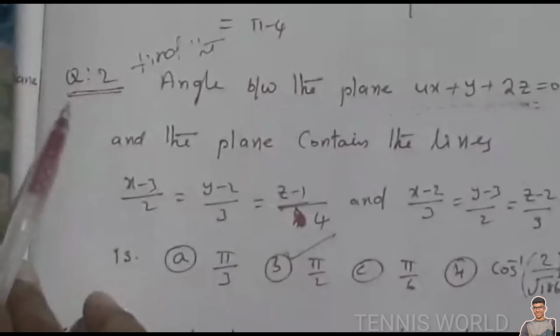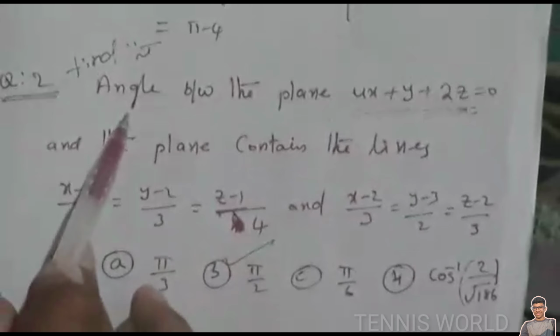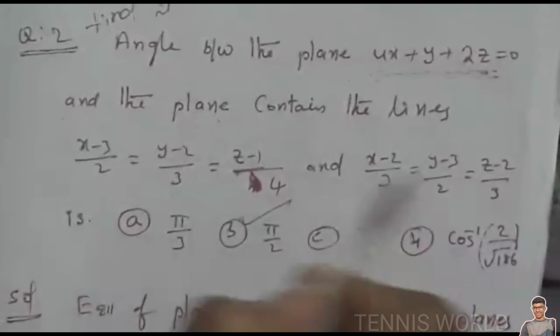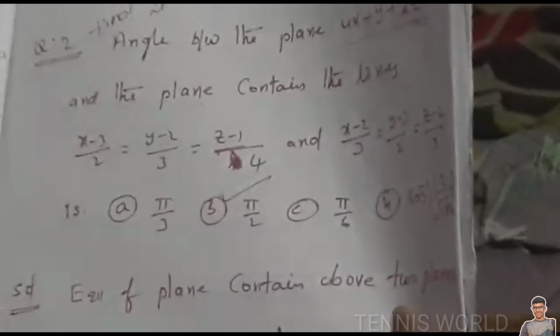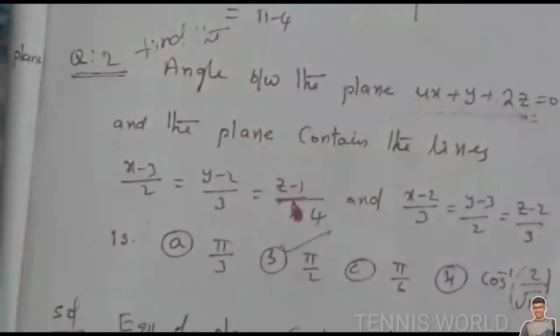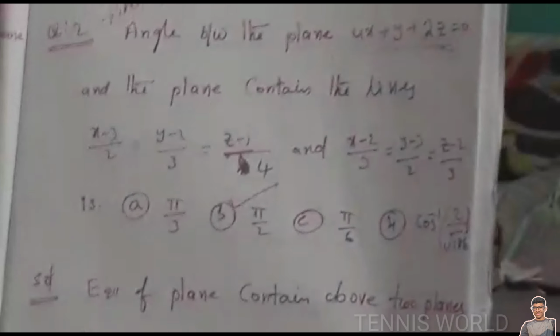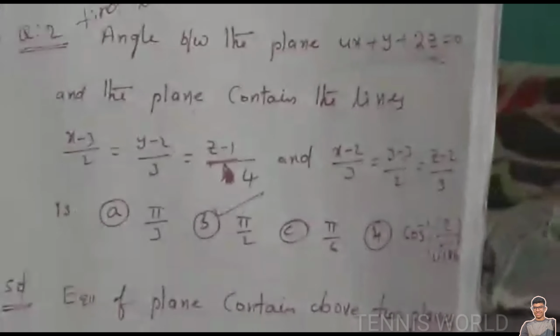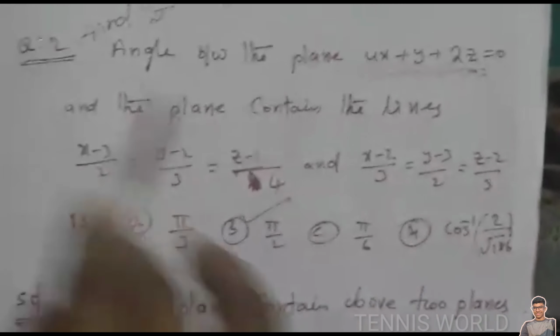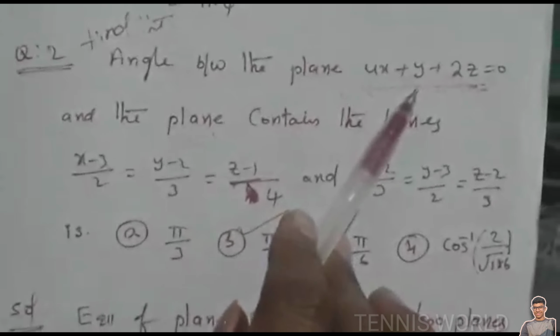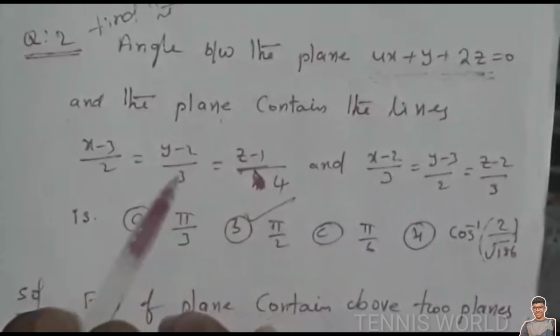Now come to question number 2. Find the angle between this plane and the other plane which contains the given two lines. See, in JEE Mains, we have to read the given question a minimum of 2 times, compulsorily. Why? Because if you understand the concept of the given question, only then are you able to answer the problem. That's why you read the given statement properly again.